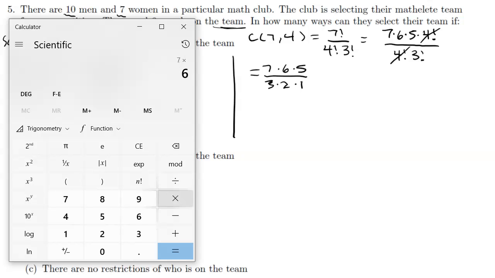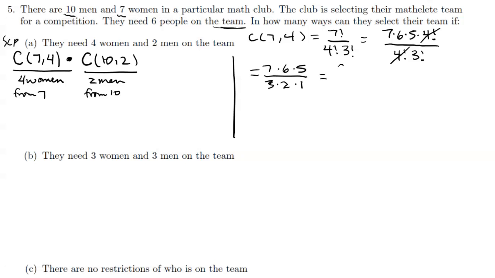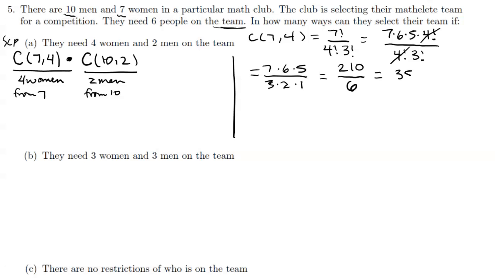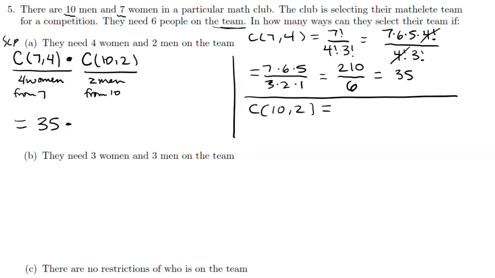So let's multiply them out. 7 times 6 times 5 is 210. 3 times 2 times 1 is 6. So we need to do 210 divided by 6, which is 35. So when I put these back together, we're going to have 35 times whatever my other combination turns out to be. So my other combination, we've got combinations of 10, choose 2.